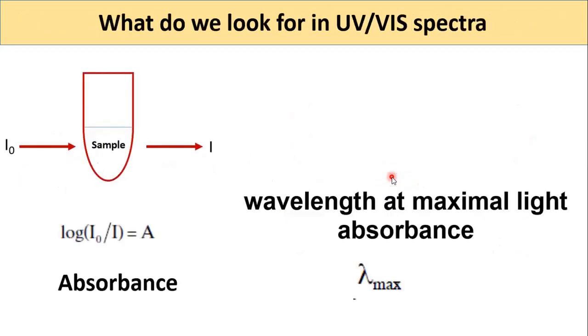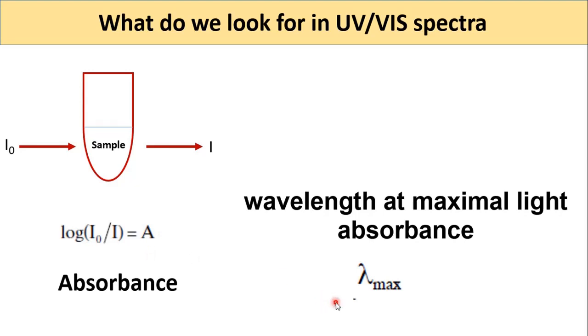So what do we look at in a UV visible spectrum? We put our sample and we put light of a particular intensity, that is I0. The sample will absorb some light and the remaining light will come out, that is I. So we have a term given by Lambert's law, that is log I0 upon I, which is absorbance. So absorbance gives you the amount of light absorbed.